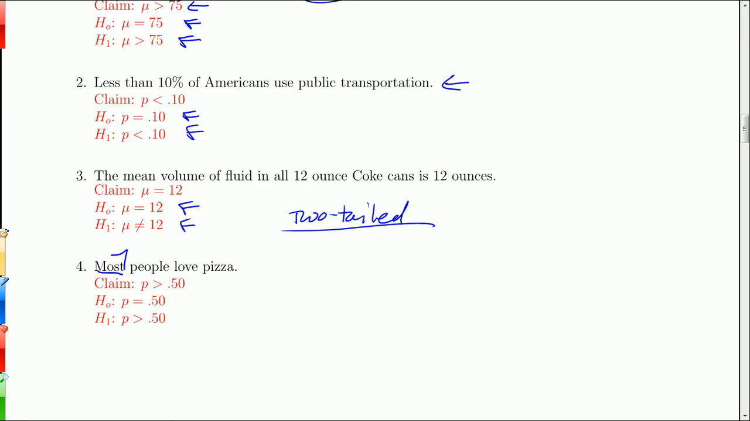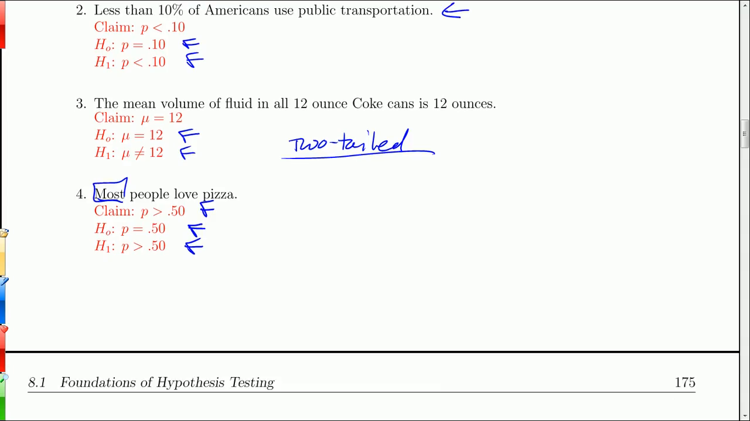Most people love pizza. Here, most is just a statement about a proportion. That's a statement that the proportion is greater than 0.5. So this is the proportion of all people who love pizza is greater than 0.5. So it's more than half, or most. So that's our claim. The null gets the equal to sign, as it always does, and the alternate supports the claim. So that's important. Setting all this up seems fairly trivial, but it's important because if you get going down the wrong path, you can really wind up lost later on in the process.